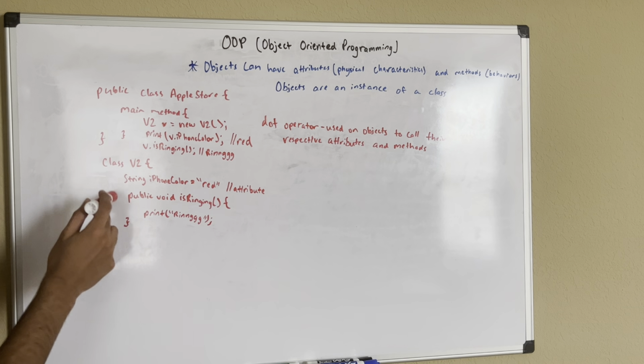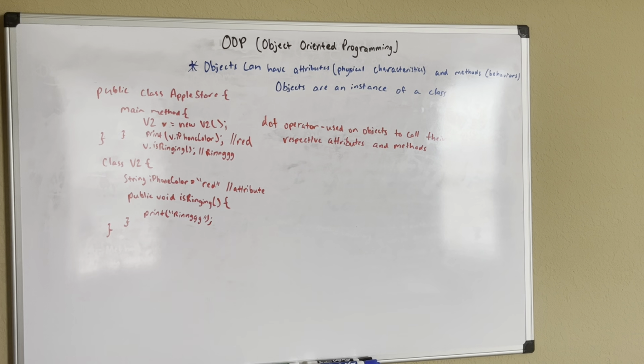Keep in mind that if I made these static, I wouldn't have to use the dot operator, since static just means it belongs to the class rather than an object. So that's kind of why I created an object and I didn't make these static. Keep in mind that attributes can use static as well as methods. So that's kind of a demonstration of how object-oriented programming works.